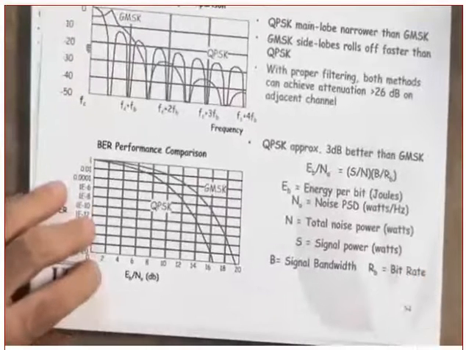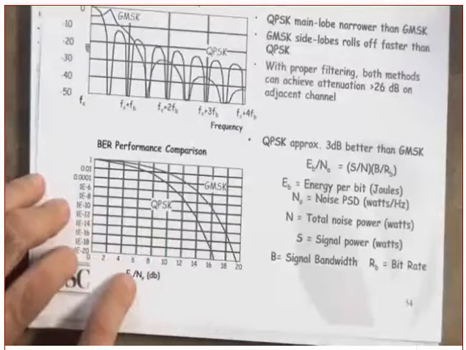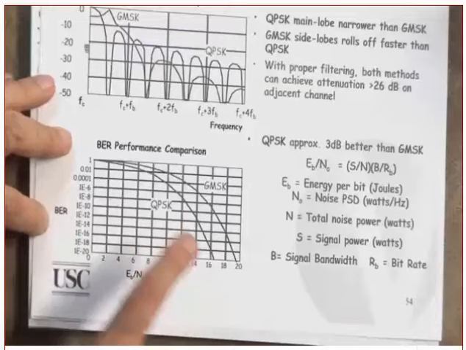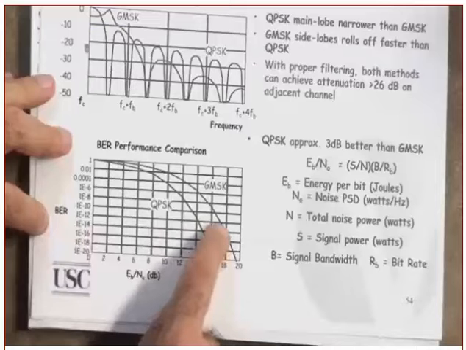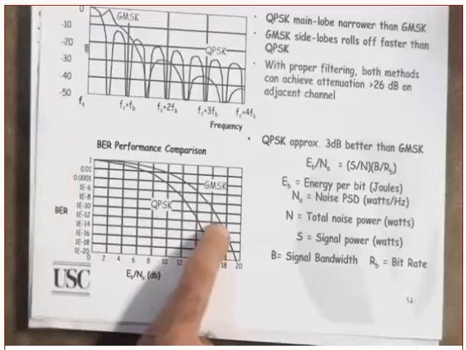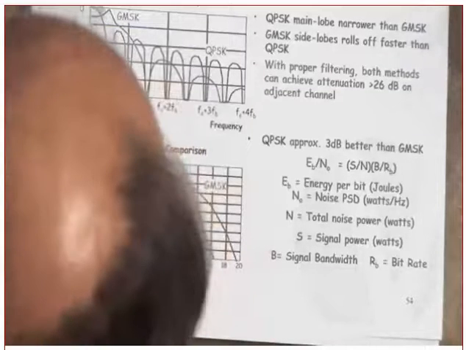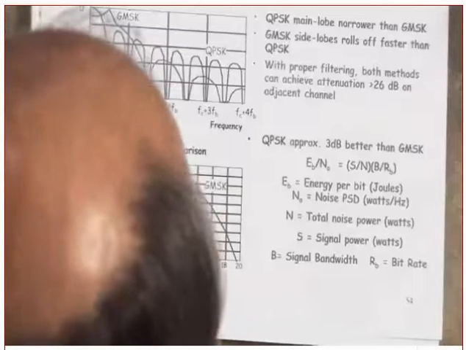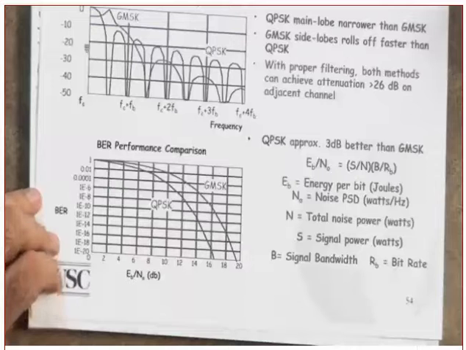What is this? That's the BER curve. This is Eb over N0 as compared to the bit error rate. What do you notice? You notice that for the same bit error rate, GMSK requires a little bit more power. How much power roughly? For 10 to the minus 5, roughly 2 dB, 2.5 dB, and so on, to get the same bit error rate.